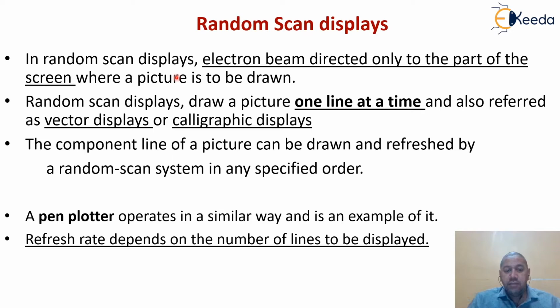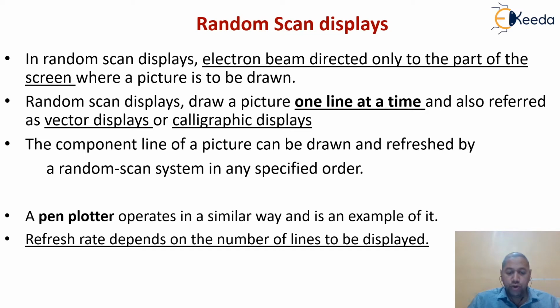Why is it random? Because the electron beam is directed only to the part of the screen where a picture is to be drawn. Wherever the picture is, and wherever the pixel needs to be activated, only in that area is the electron beam directed. So that's why it is called random scan display. Random scan displays draw a picture one line at a time.